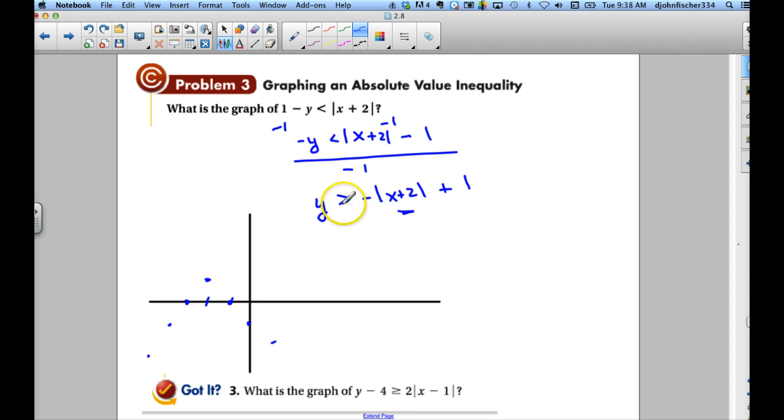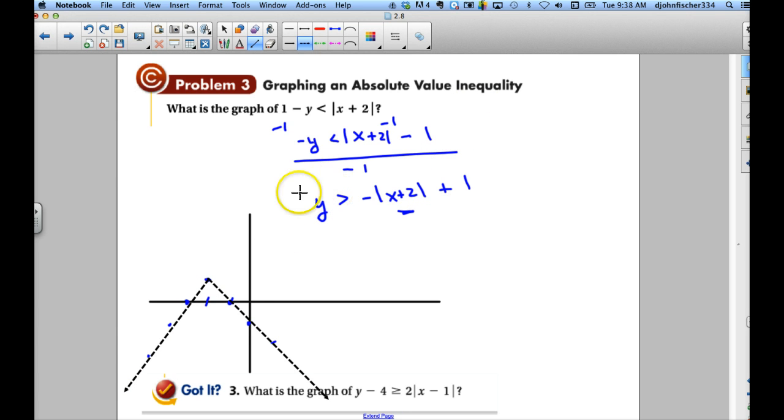Now this is a greater than symbol, no equal, so it's a dotted line. So I'm going to put my dotted line in here. So there's my dotted line. My graph looks something like that, but now I have an inequality.